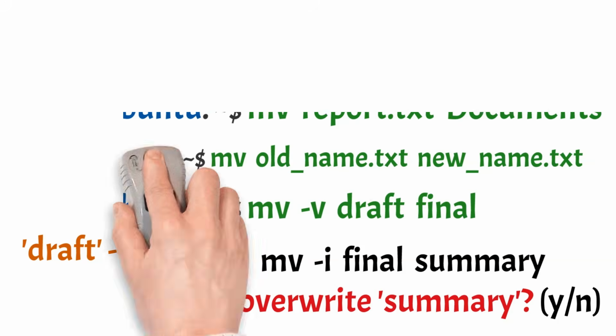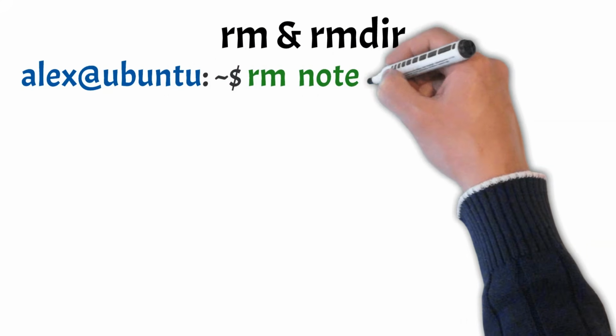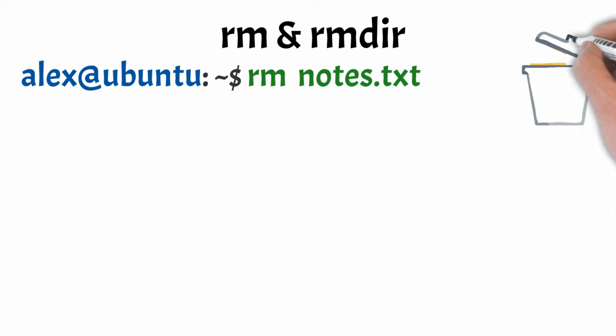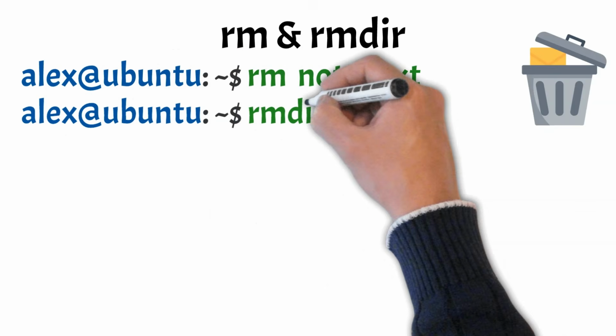Now let's talk about how to delete files and folders. The rm command is used to delete files, for example, removing a file like notes.txt permanently. There's no recycle bin or undo here, so it's important to be cautious. If you want to delete an empty folder, you can use the rmdir command instead.